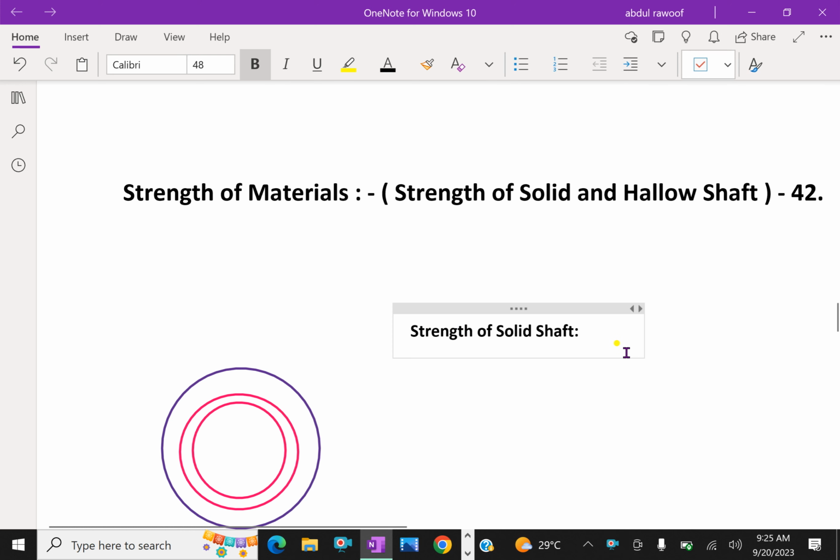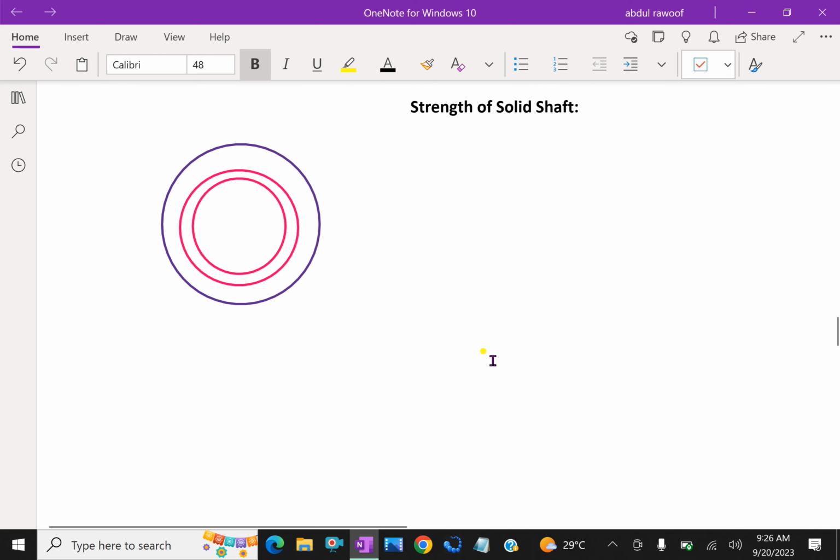We know that strength of a shaft means the maximum torque or power it can transmit. As a matter of fact, we are always interested in calculating the torque that a shaft can withstand or transmit. First, we'll discuss the strength of a solid shaft.